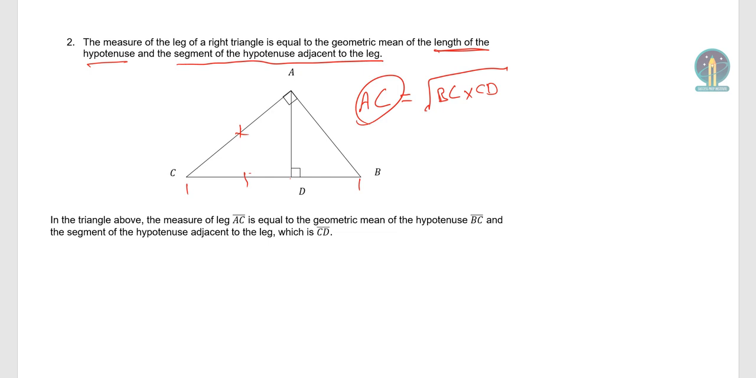Or again, we could have set it up as the proportion. So BC over AC is equal to AC over CD. Okay?